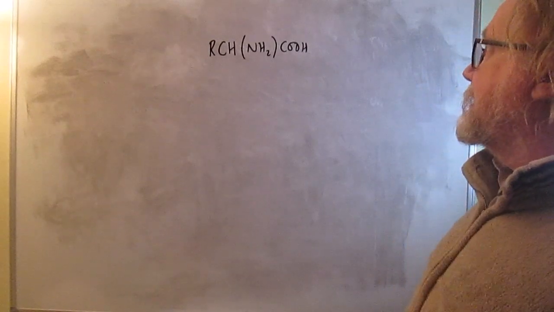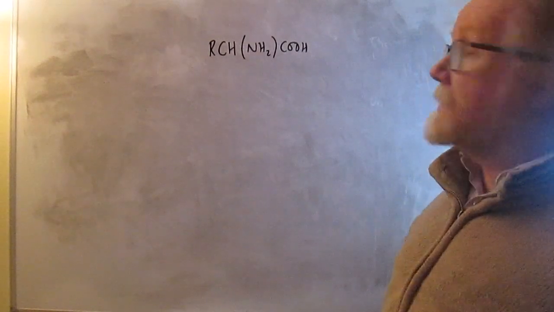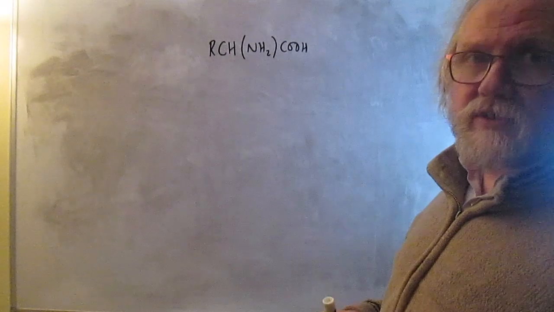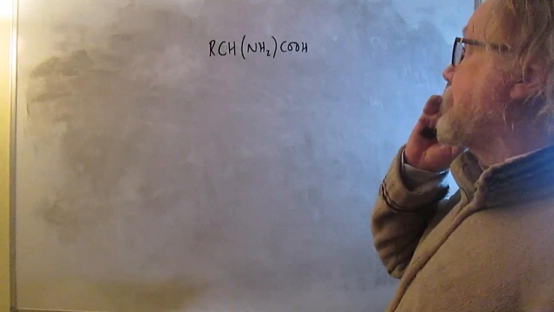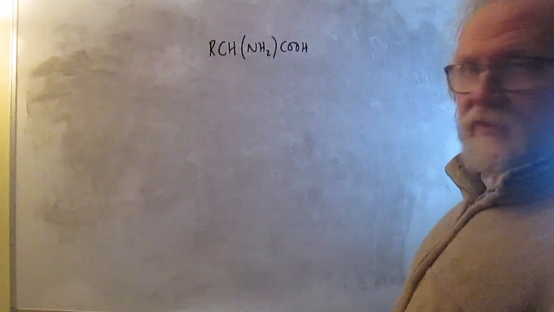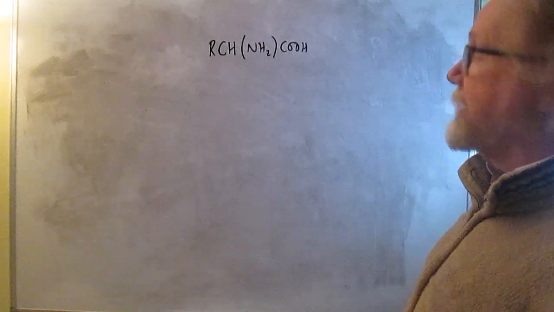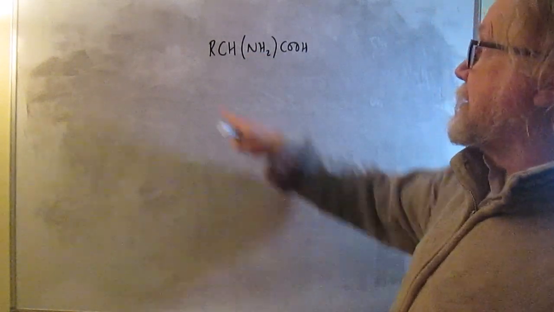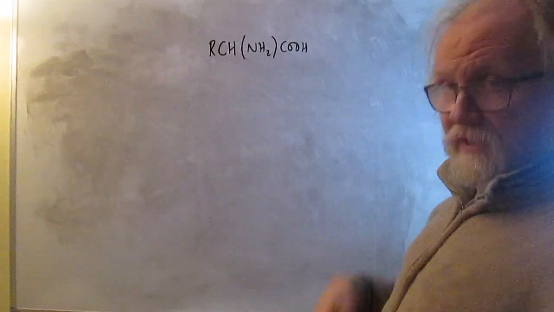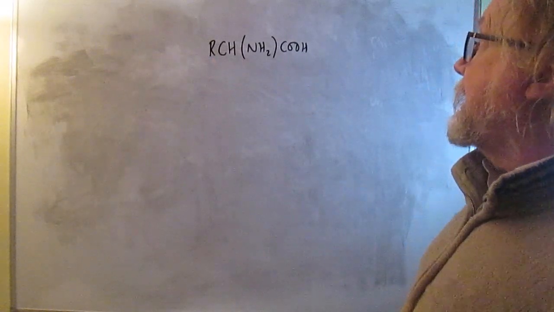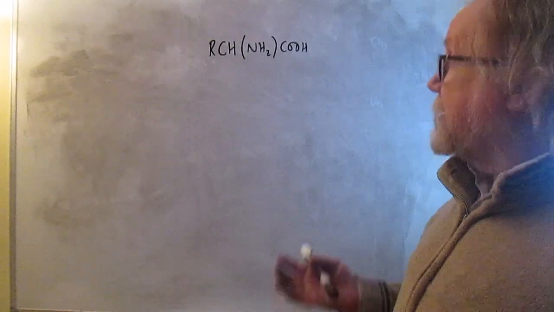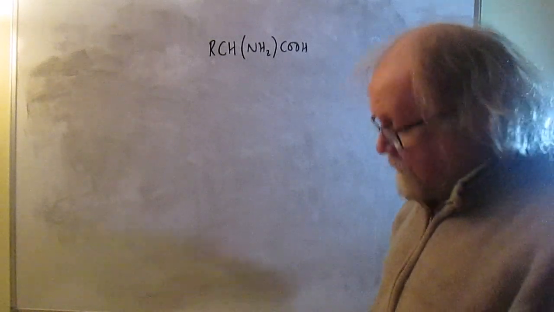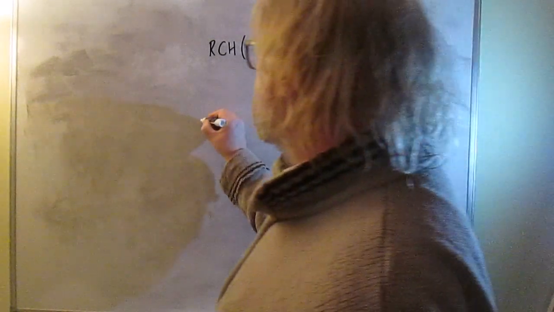Question 17 is about alpha amino acids. Now you should know what the general structure of an alpha amino acid is, but just to be helpful they've given you that representation of it. And the first bit asks you to take one example where R is CH2SH, which is cysteine, and it asks you to draw the optical isomers.